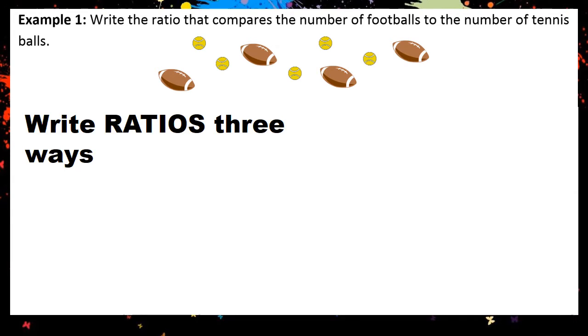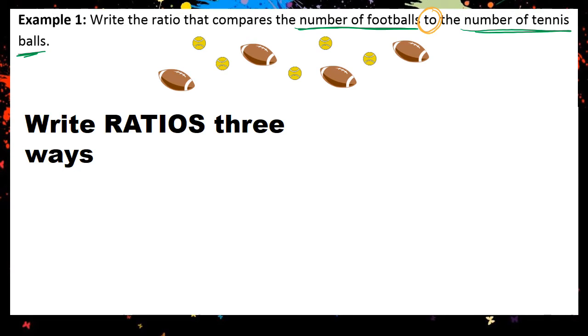Example 1 on your notes says, write the ratio that compares the number of footballs. So we're going to underline key things. We're looking for the number of footballs. And in all ratios, there'll be the word to or out of. And then we're going to underline the second part, which is the number of tennis balls. So this is important information for us to know.